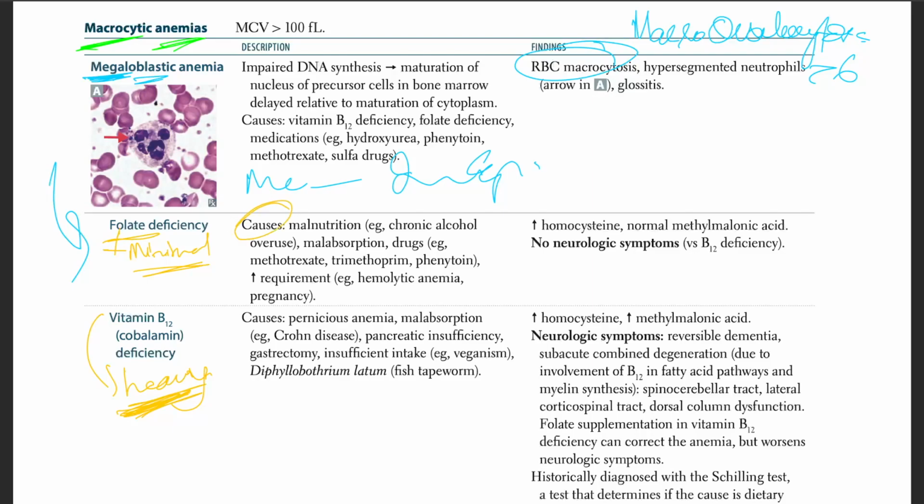So let's talk about the causes of folate deficiency. You have malnutrition, for example, in chronic alcohol overuse. Alcoholics decrease the dietary intake. They're like, forget food, I need alcohol. That's what alcoholics do. They forget to take diet, they only take alcohol. That impairs the dietary intake, and also the alcohol impairs folate absorption.